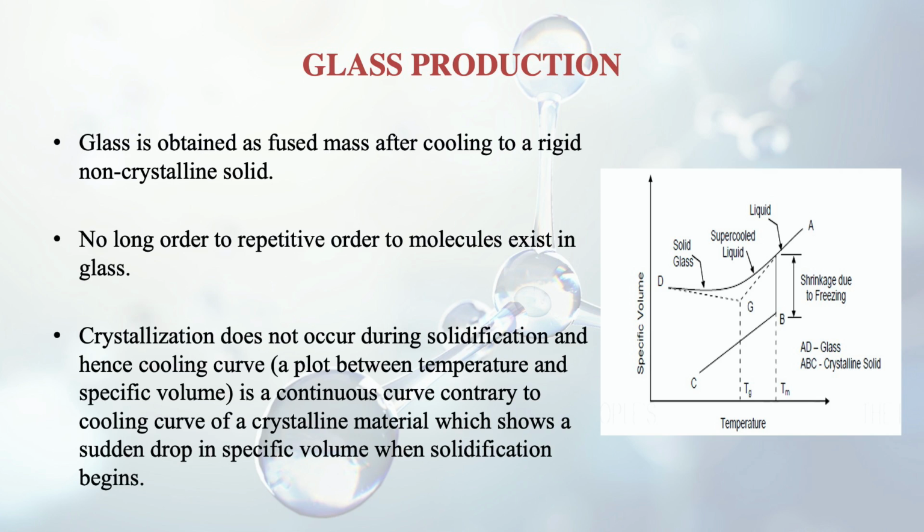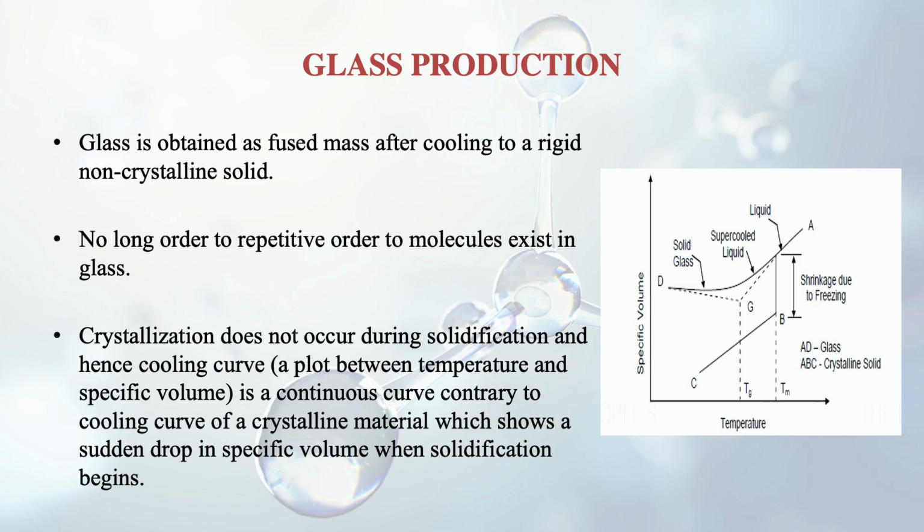And hence the cooling curve, as you can see here in the graph, is a continuous one. The upper one is for the glass, that is given by AD. So you can see there is no breakage in the curve and it is moving down continuously towards the y-axis. But it is contrary to the cooling curve of a crystalline material, where you can see a sudden drop in specific volume. See, this graph is between the specific volume and the temperature.